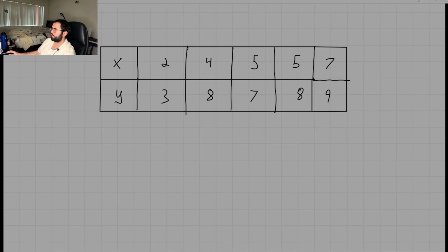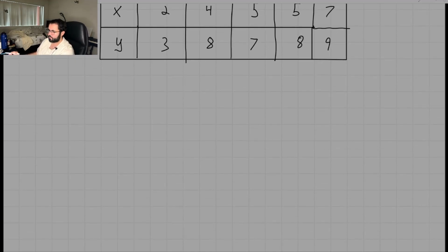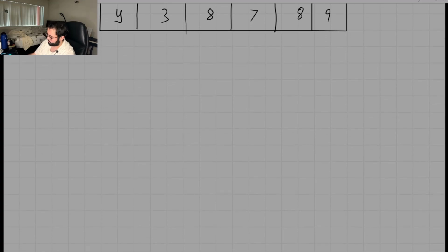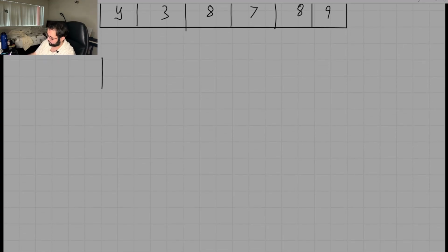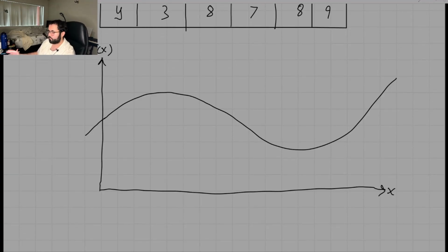So with that knowledge, we can look at a table like this and tell that it's not a function. But let's apply the same idea to a graph. Looking at this graph, how would we be able to tell whether or not it's a function? Well, you've probably seen this before. It's called the vertical line test.